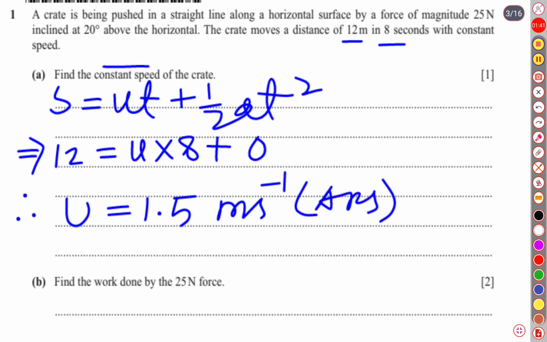And remember, as there is no change in the speed, the initial and final velocity both of them are the same. The next question says find the work done by the 25 Newton force. Okay, so for resolving the forces we should have a diagram. Let me draw a diagram on this. The diagram will look like this.